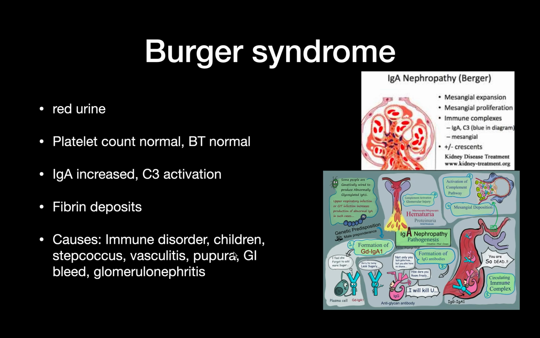It affects children after a strep infection. It's going to manifest as the vasculitis, purpura, GI bleeding, and more importantly, the glomerulonephritis. Unfortunately, it's more common in males.